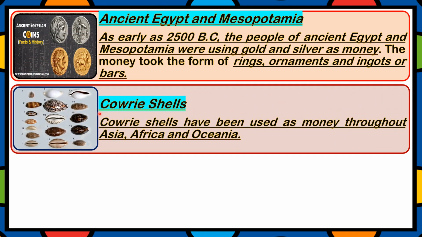Next, cowrie shells. So cowrie shells have been used as money throughout Asia, Africa, and Oceania. The smoother it is, the larger the value. The larger it is, the bigger the value.